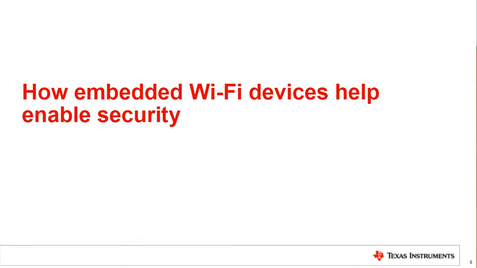Okay, that concludes our short introduction of a framework you can use for thinking about your security strategy. Now let's talk a little bit about how embedded Wi-Fi devices help enable security. We'll cover three fundamental features that most Wi-Fi devices include, and then we'll start to talk about three more advanced features that you might find in Wi-Fi solutions.